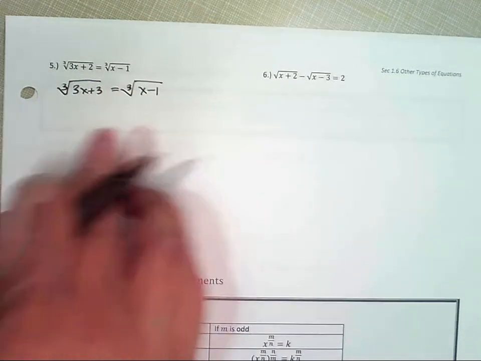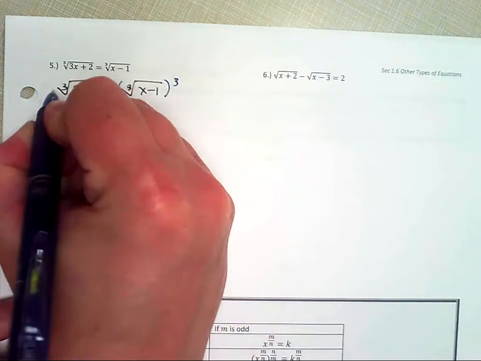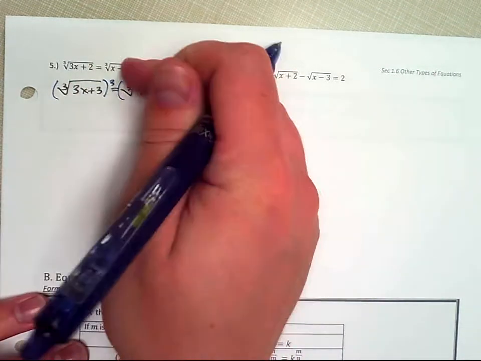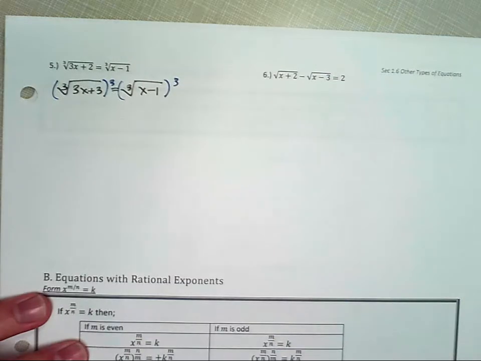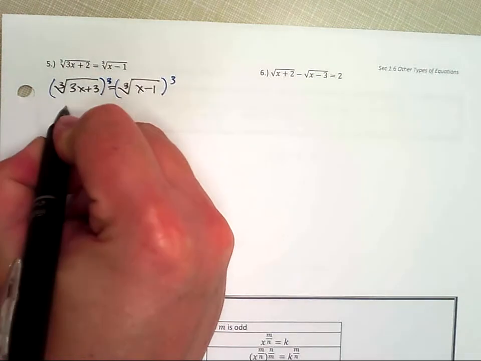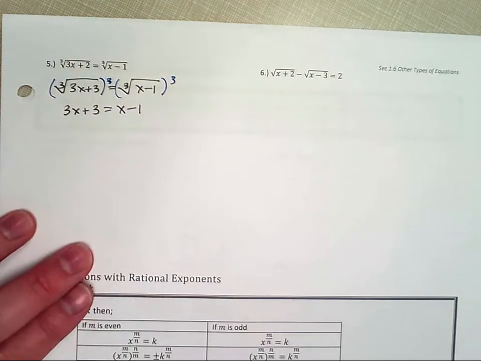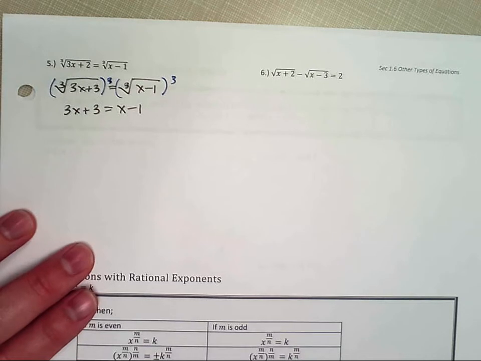So I'm just writing this in between steps so you can see that I'm cubing everything. If you don't want to write this step and you just want to write it here, that's fine. That's what I usually do, but I feel like it's a little nicer to see like this. Okay, so the cube root and the cube cancel each other out. Right? Then what type of an equation do I have?